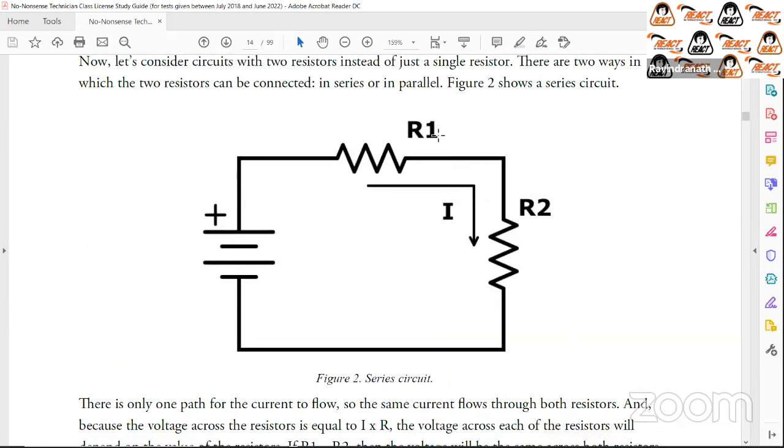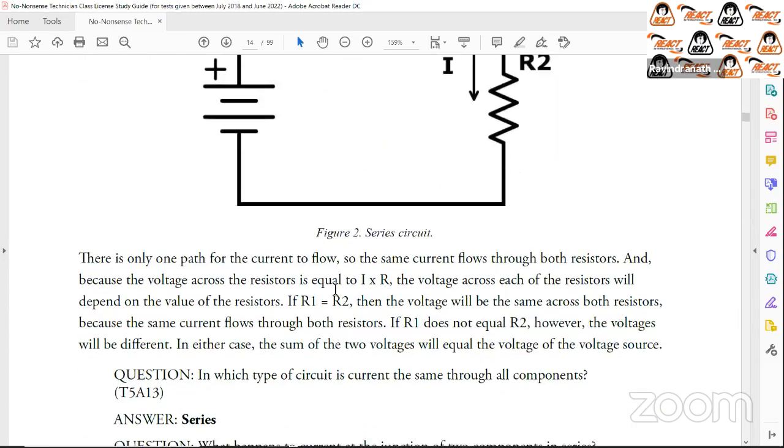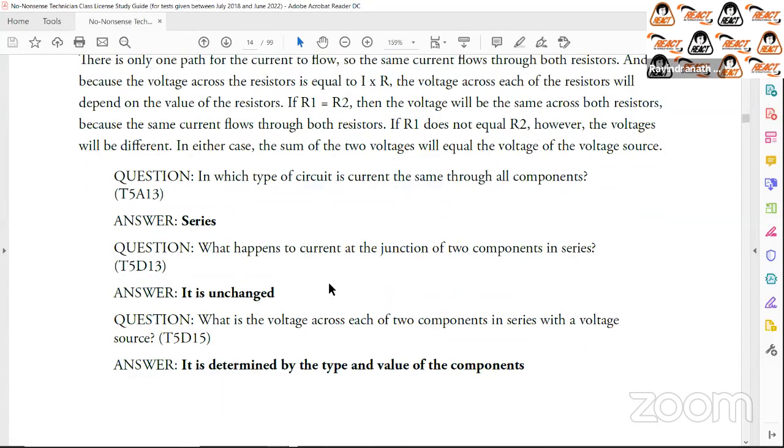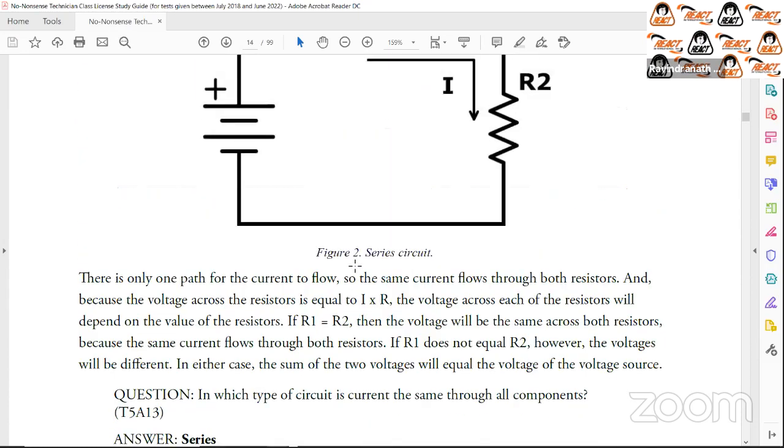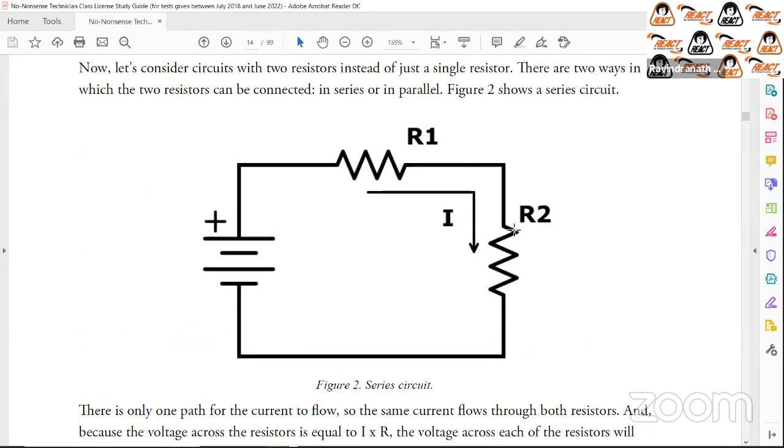The value of resistor 1 and the value of resistor 2 will determine the voltage of these components. So because it's dependent on the resistance of the components, it's determined by the type and value of the components. So a very tricky way they're trying to ask you, but you know that the voltage depends on the value of the component. We are talking here about resistors. So because we're talking resistors, we're talking resistance.